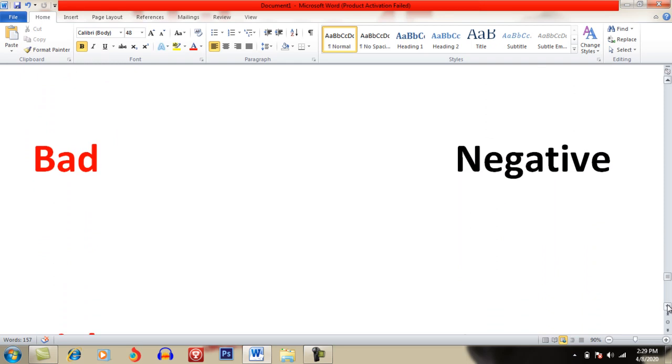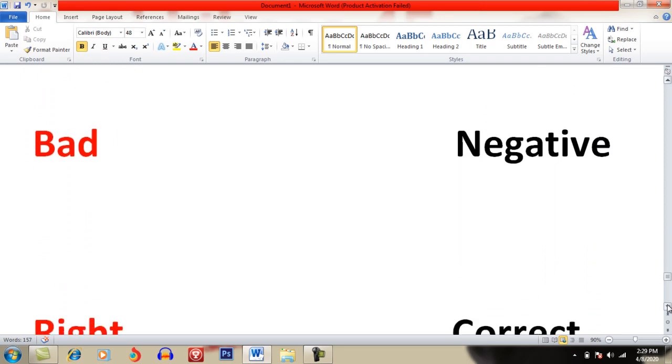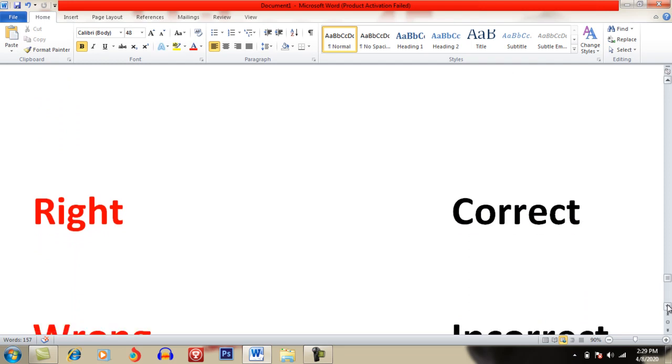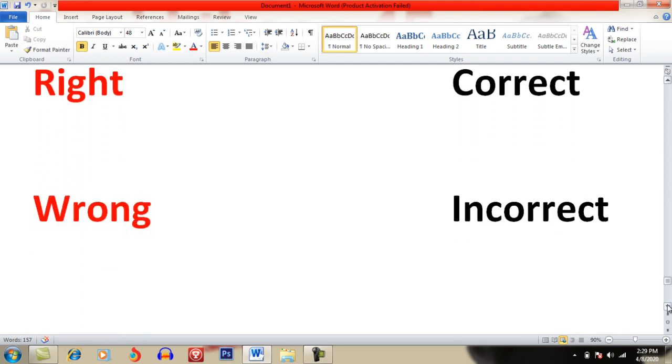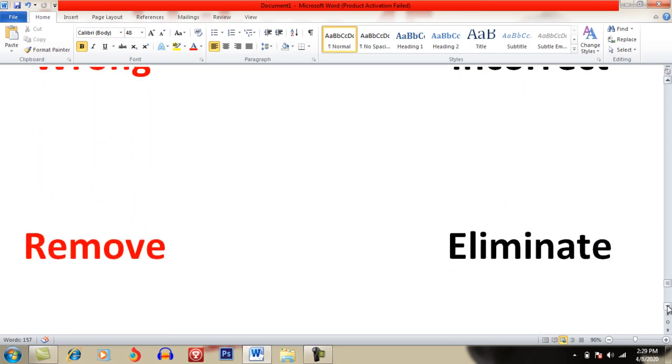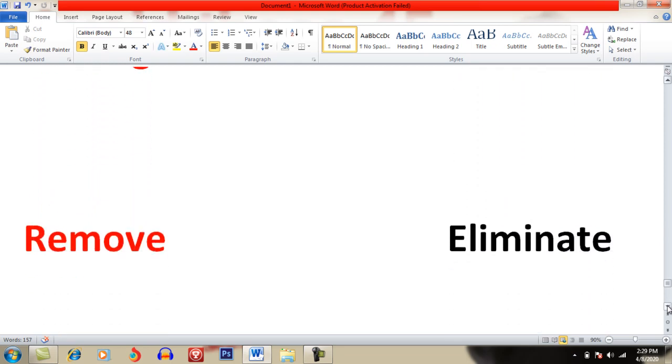Instead of "bad," you can use the word "negative." Instead of "right," you can use "correct." Instead of "wrong," you can use "incorrect." And instead of "remove," you can use the word "eliminate."